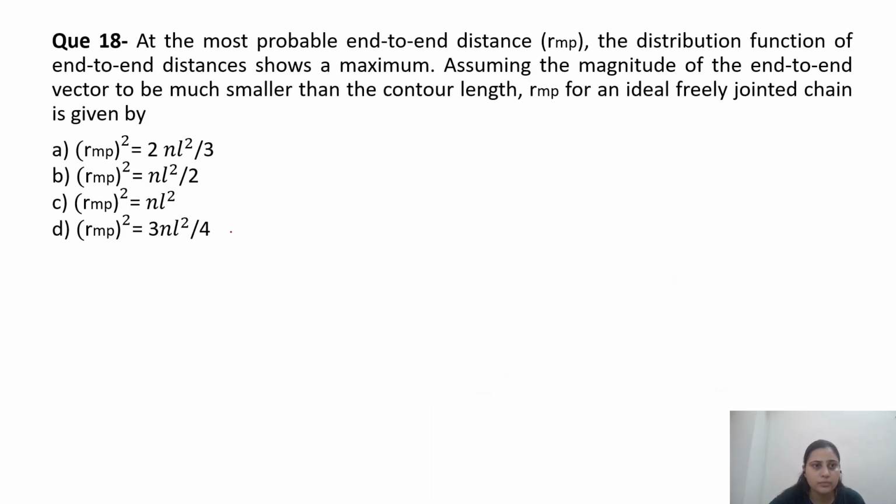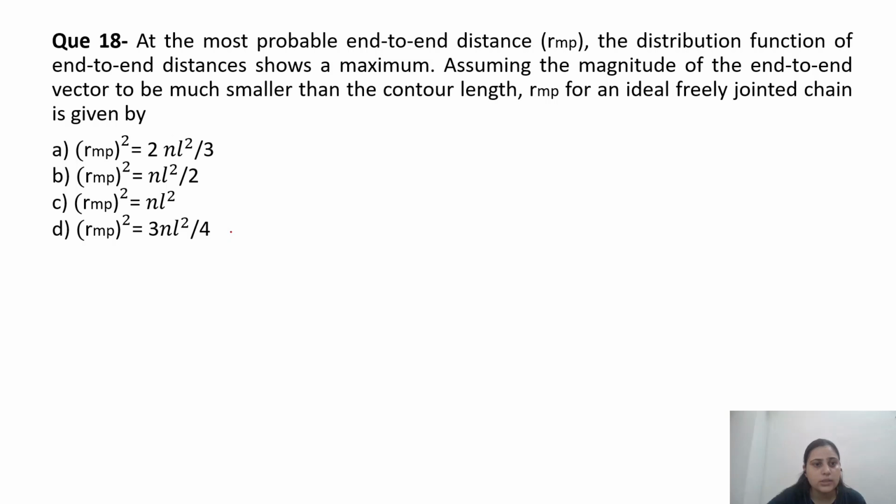Question number 18. At the most probable end-to-end distance, the distribution function of end-to-end distances shows a maximum. Assuming the magnitude of the end-to-end vector to be much smaller than the contour length, for an ideal freely jointed chain, the most probable end-to-end distance squared is given by option A, 2nl square by 3. B is nl square by 2. C is nl square, and D is 3nl square by 4.